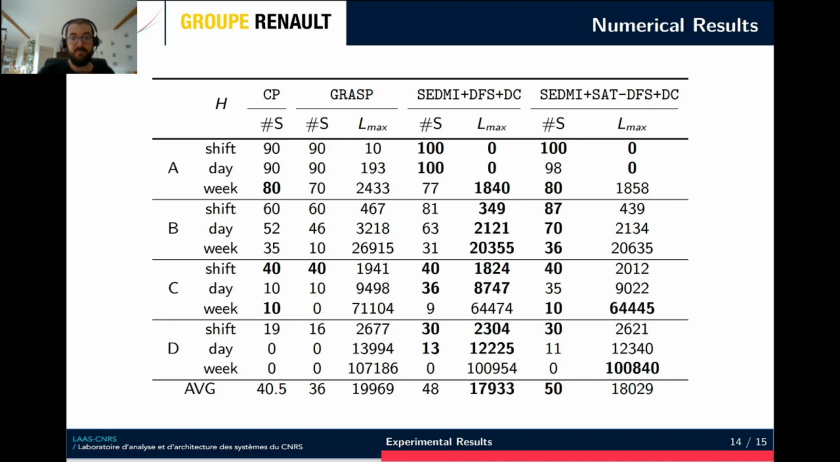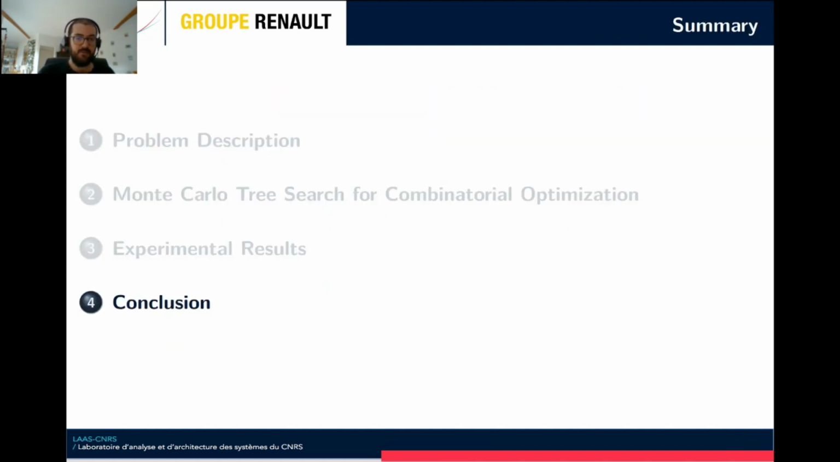And finally, we can see that 50% of the instances remain unsolved, but we are pretty confident that a large part of them are in fact infeasible, especially for the week horizon, because we have no guarantee on the satisfiability of the generated instances.